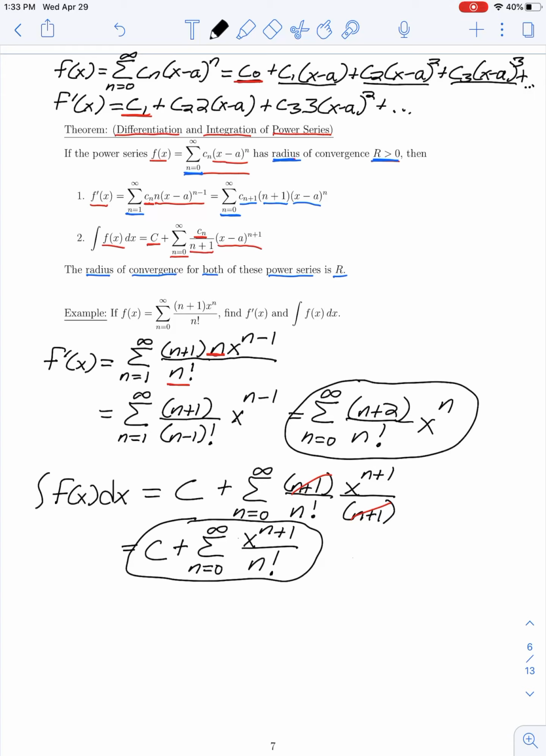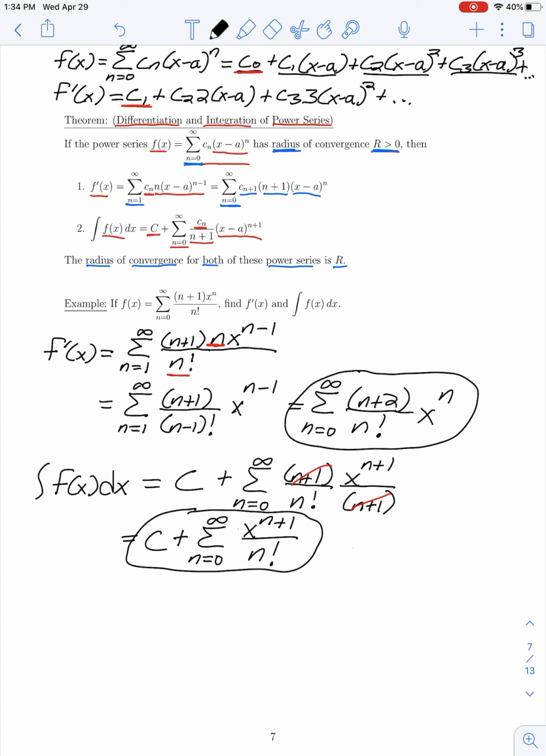Now, if we knew what f of x was, or what this antiderivative was, I might be able to solve for my constant of integration C. But here, since f is an arbitrary function in terms of this power series, we have to leave that constant of integration as is. But we'll see some other examples later in this section where we can solve for that constant. So let's look at some other ones.